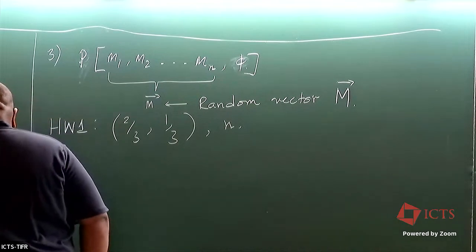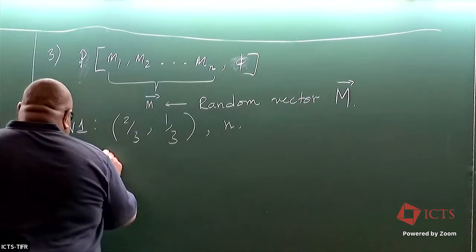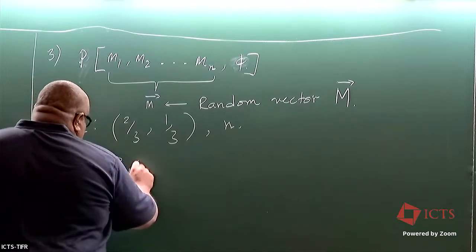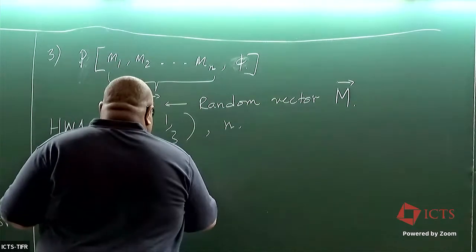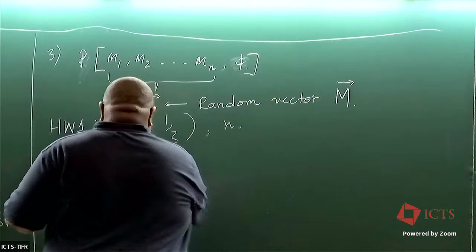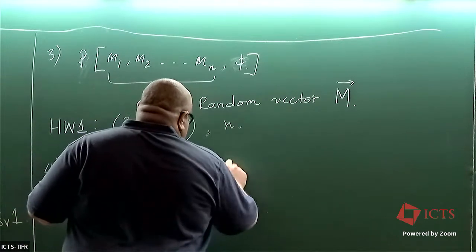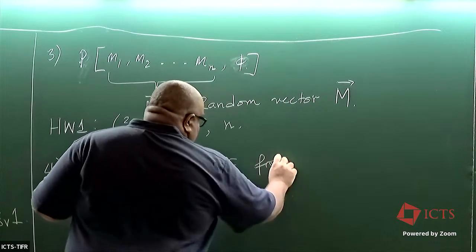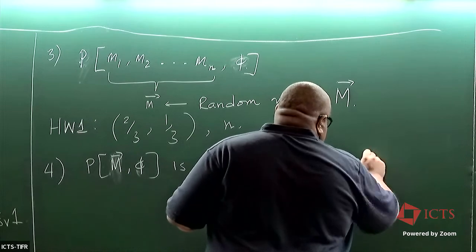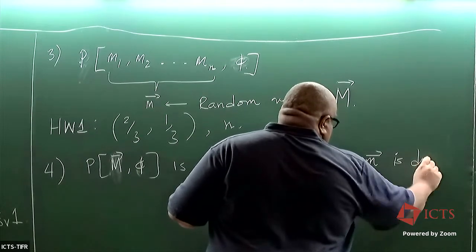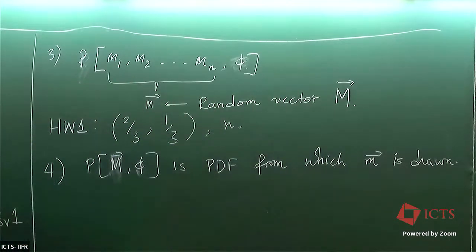So what I just said was basically that P of small m, comma theta, comma phi, capital M is a probability distribution function from which small m is drawn, and the task is to basically try and invert this.